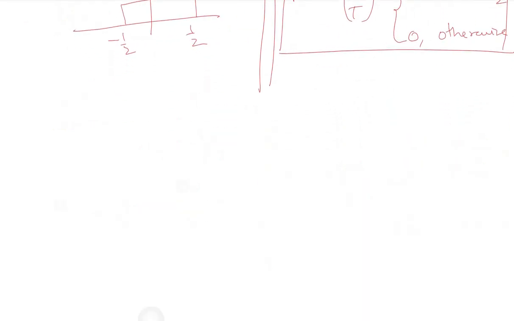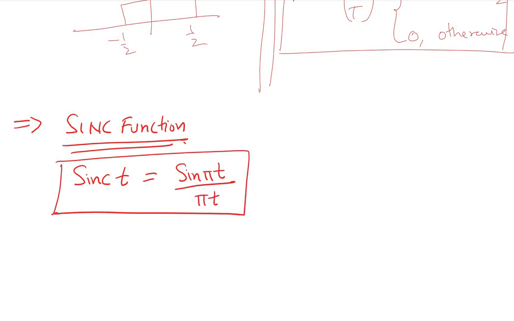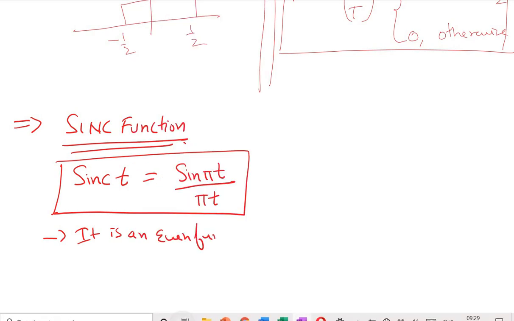Further, another important function is the sinc function. The sinc function is denoted as sinc t, and it can be defined as sine of pi t divided by pi t. It's again a very important function when we're dealing with communication systems, signaling systems and also control systems. It is an even function.